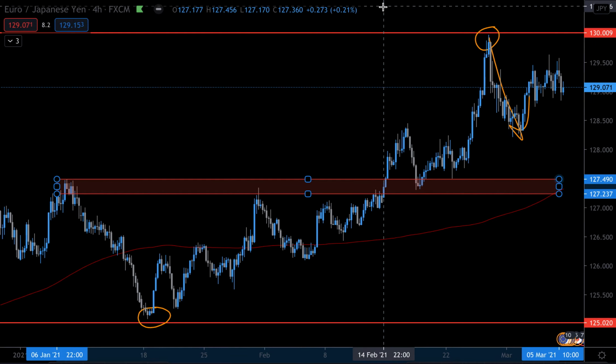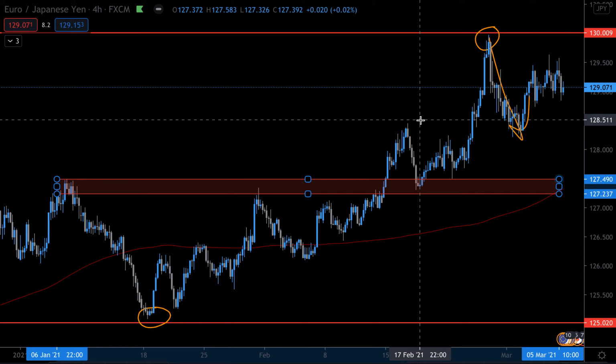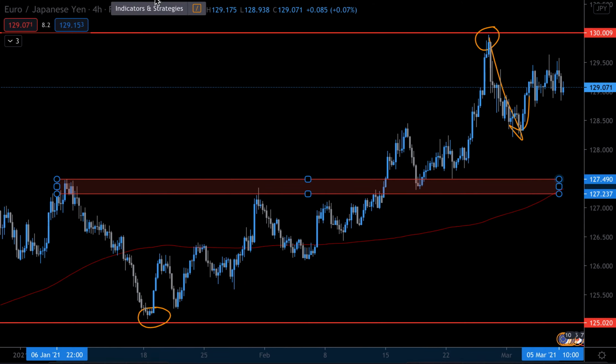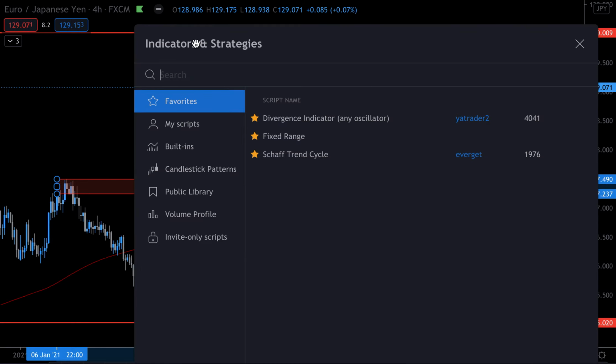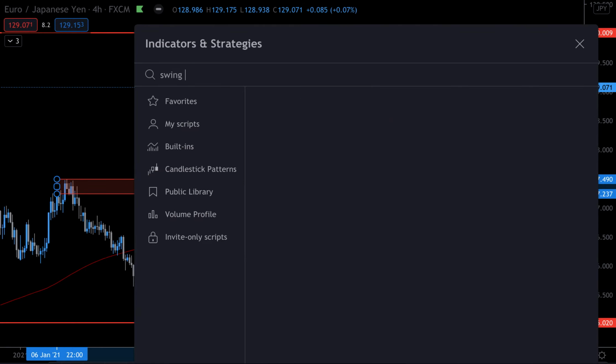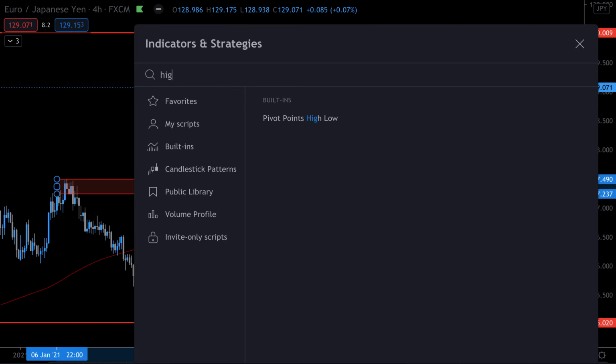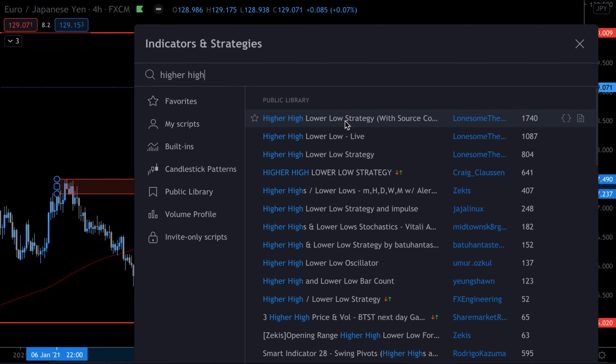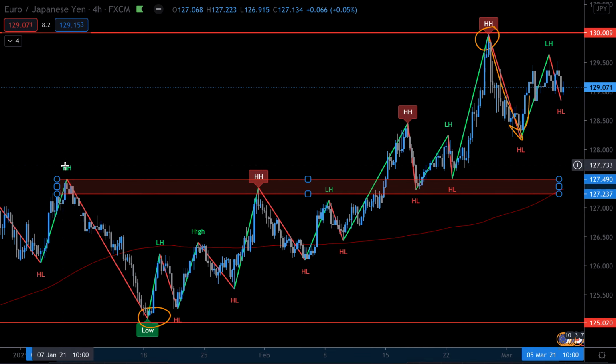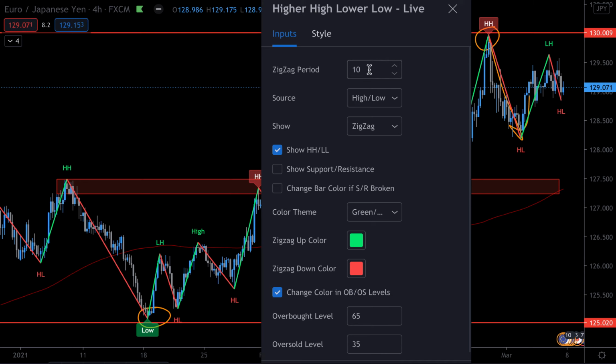The next thing I want to show you guys is actually an indicator which can help you identify these key levels without doing as much work. Okay, so the indicator is called higher high, lower low, live. Okay, so that's the second one down here. I'm going to store it for you guys. And then once you've applied the indicator, what you want to do is double tap the indicator, put your zigzag period up to 16, and then you want to remove the zigzag, okay?